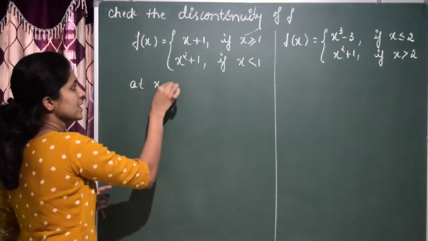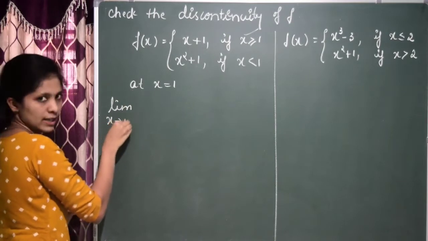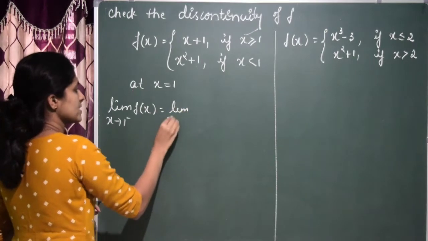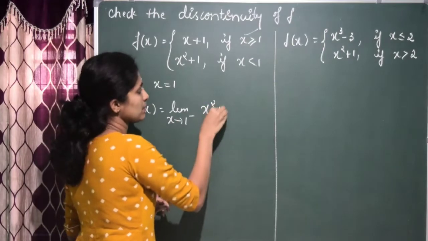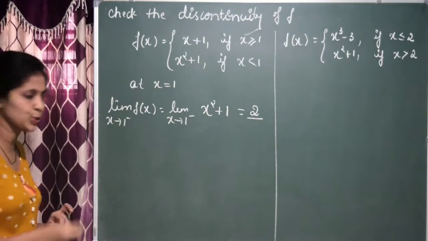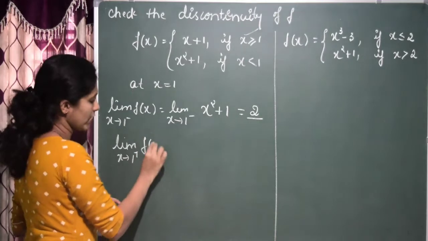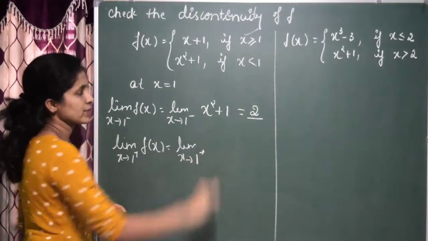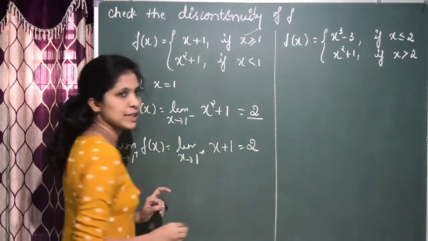Is it clear? At x is equal to 1, the limit of x tends to 1 minus, from the left hand side, is equal to the limit where x's value is less than 1. Whenever the value of x is less than 1, the function will be x square plus 1. So this is 1 square plus 1, which is equal to 2. So the left hand limit is equal to 2. Right hand limit, x tending to 1 plus f of x, will be equal to the limit where the value of x is greater than 1, so it will be x plus 1. So this is also equal to 2. Left hand limit is equal to right hand limit.